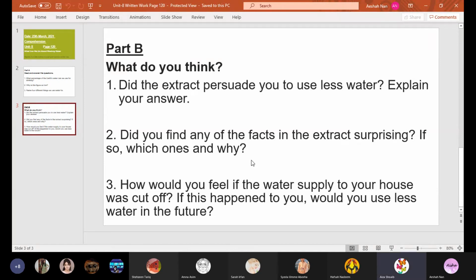Each person uses 140 liters of water a day. Excellent. Very good. You can add each person. Yes, each person uses 140 liters of water a day is a surprising fact. And why do you think? Because we thought it would be less, right? Because it is too much. Okay, because it is too much. All right, that's also fine. Or you can write each person uses 140 liters of water a day is a surprising fact. I thought it would be less.